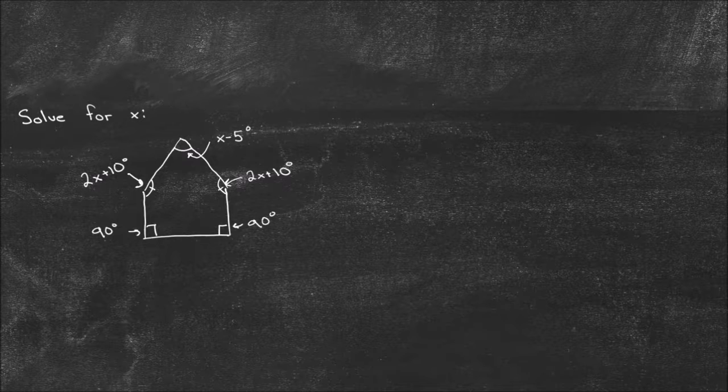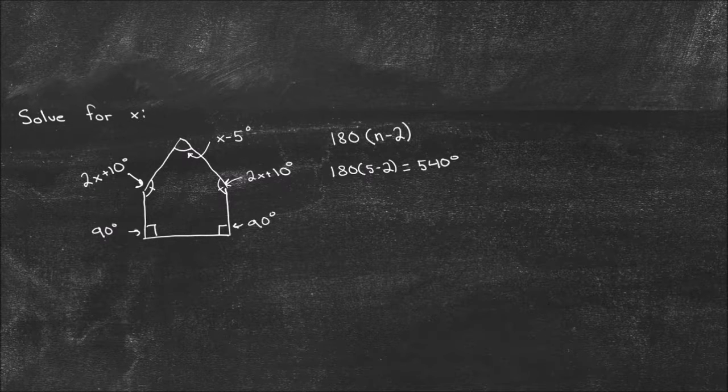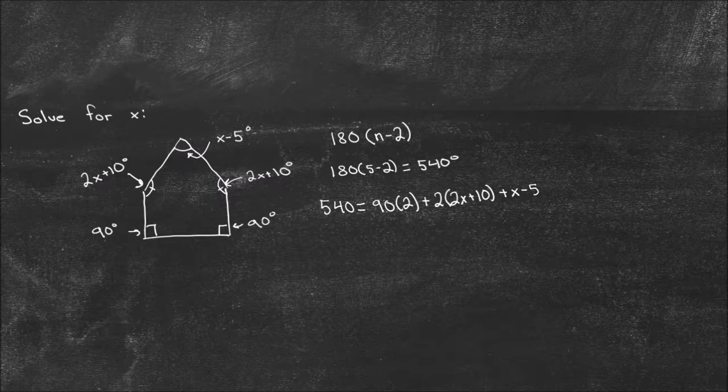So the sum of the angles is a 5-sided shape. So 180 times n minus 2. N now is 5, so 180 times 5 minus 2 is 180 times 3. And that should be 540 degrees. So that's the sum of all of these measurements. So now I'm going to just do that algebra problem. So 540 equals 90 times 2, because there's two 90-degree sides, plus 2 times 2x plus 10, because two sides have 2x plus 10 degrees, plus x minus 5, because that's our last side.